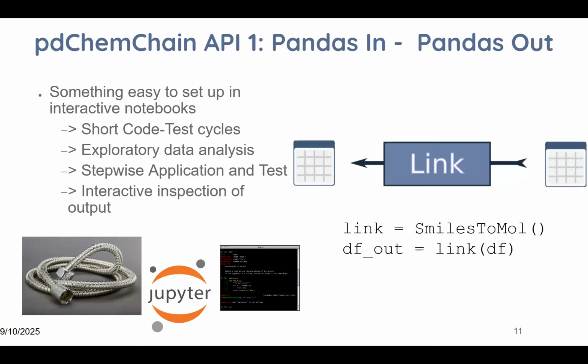So I thought about how to do this, and I ended up with a couple of simple choices for the API. The first one is you have your link, and it takes in a pandas data frame, and you get a data frame out. Nothing else, no error data frame or anything. It has to follow this.